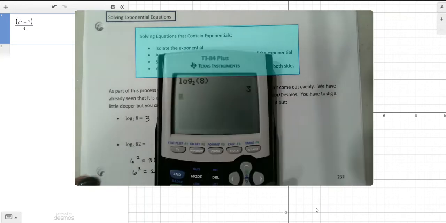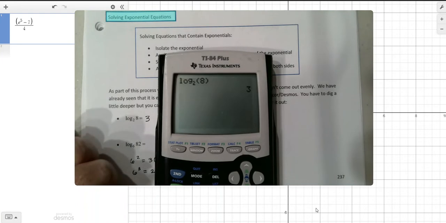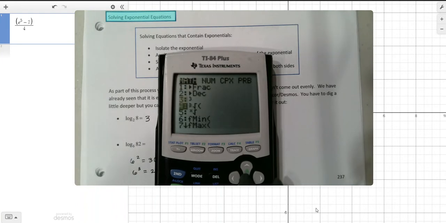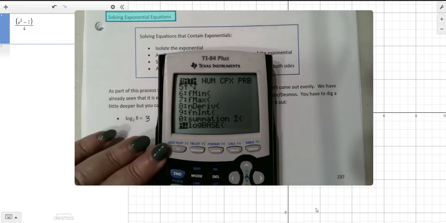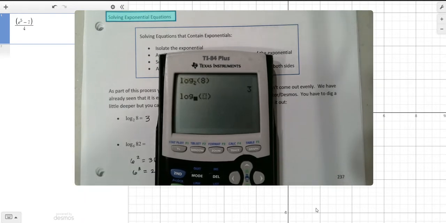So let's use that log base button again. We go to our Math menu, scroll down, select the log base, and this time I want the log base 6 of 82. It's about 2.459.